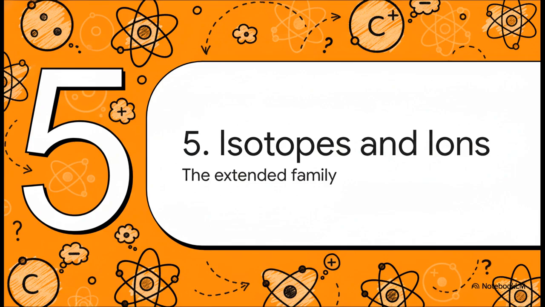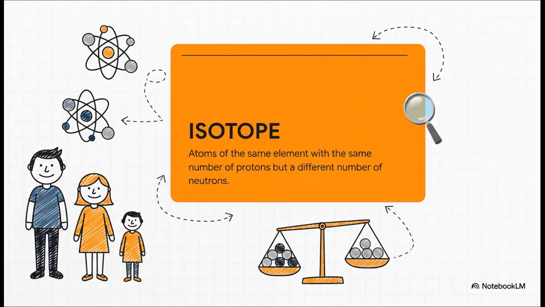Okay, so remember that little cliffhanger I left you with about why the atomic mass is an average? Well, it's time for the big reveal. Let's meet the atom's extended family, isotopes and ions. So what in the world is an isotope? They're basically different versions of the same element. What makes them the same element is that they have the same number of protons, but they have a different number of neutrons.